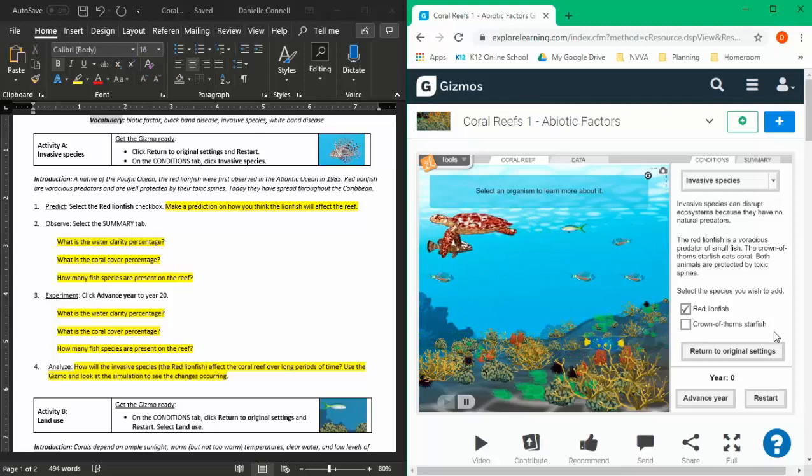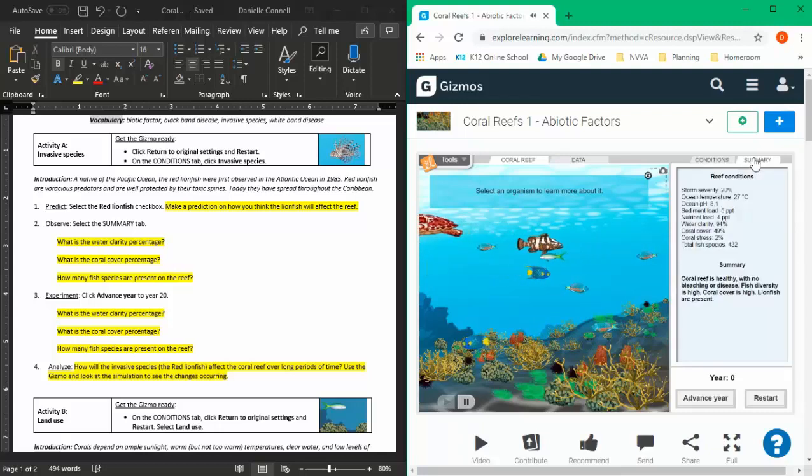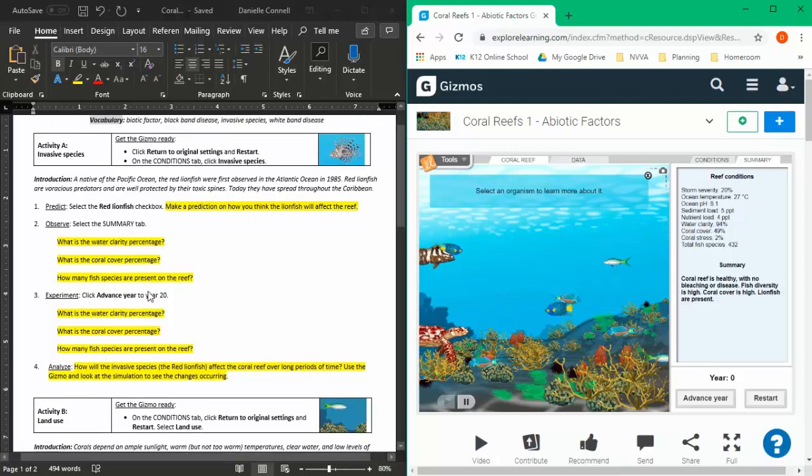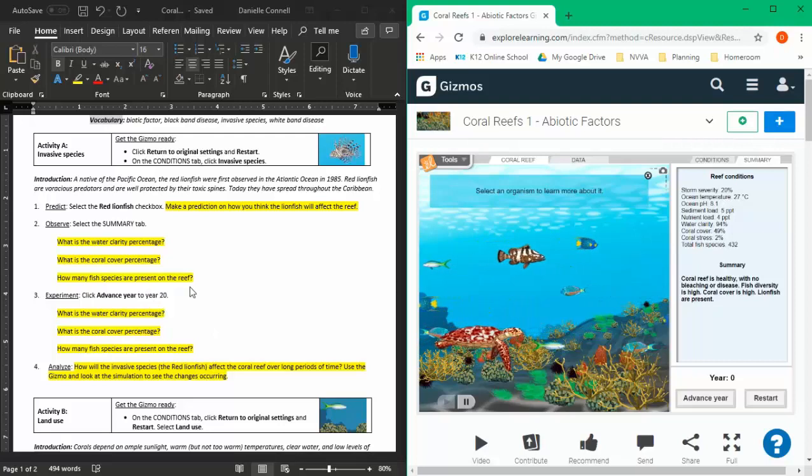All right, moving on from that, we're going to do observe. Select the summary tab. So I'm going to go over to my Gizmo. The summary tab is over here. What is the water clarity percentage? Water clarity. What's the coral cover? And how many fish species are present? Your numbers might be a little bit different, and that's okay. That's why we do simulations, is because everyone gets different results, but the trend is still the same. Once you've written down those 3 pieces of information, again, pause if you need to.